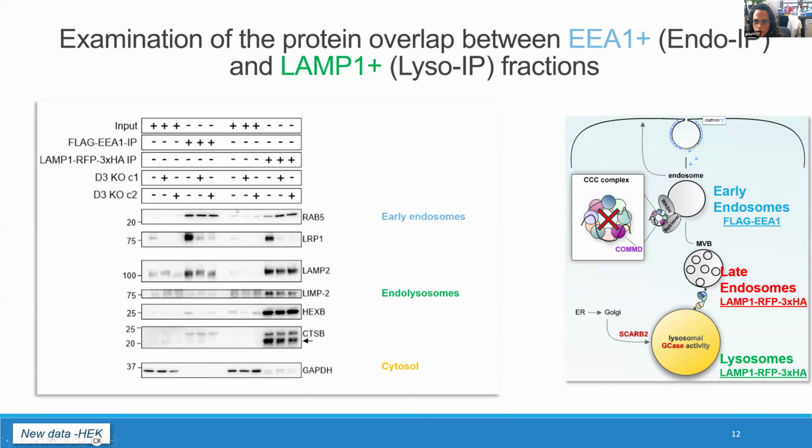So what you see here is input versus IP. This part is for the EEA1 blot, and the other part is for the LAMP1 IP blot, and again, it's input and IP. So what do we really see? Initially, we see certain markers of early endosomes, and there could be a little bit of overlap between membrane proteins associating with early endosomes. For example, RAB5 is also present in the late endosome fractions.